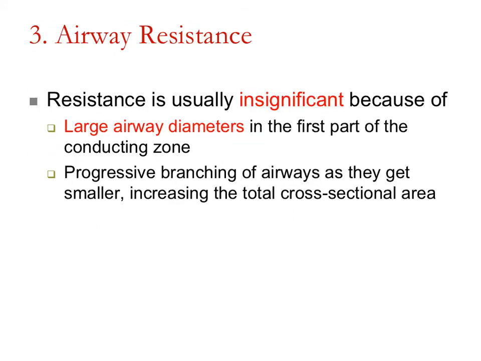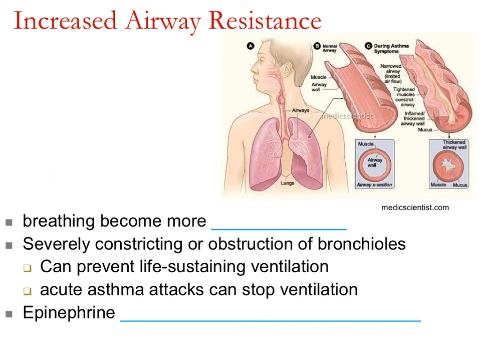Alright, air resistance is usually really not a big deal, because you have the really large airways in the first part of the conducting zone of your respiratory tract. And even though the airways get progressively smaller, there's so much cross-sectional area with the branching that it's really, really minimal. Of course, there is something that will cause a large increase in airway resistance, and what is that? Yep, you guessed it, it's asthma. So we're going to go over asthma very briefly on the next slide.